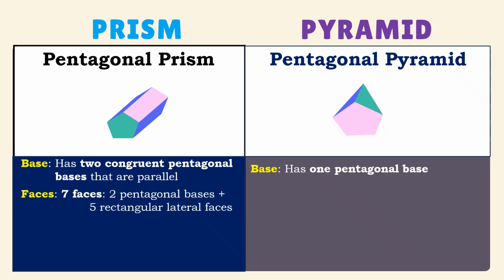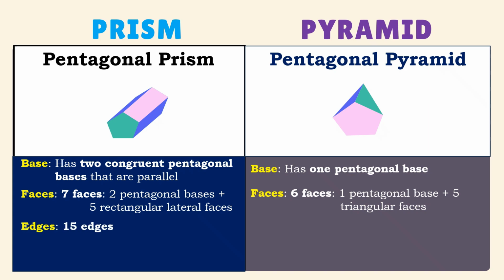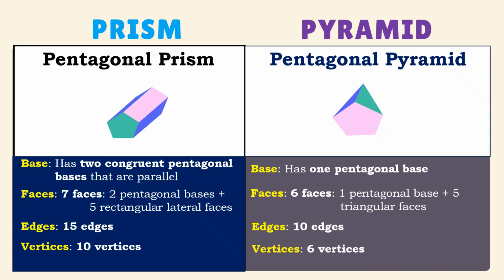A pentagonal prism has 7 faces, 2 pentagonal bases, plus 5 rectangular lateral faces, while a pentagonal pyramid has 6 faces, 1 pentagonal base, plus 5 triangular faces. A pentagonal prism has 15 edges, while a pentagonal pyramid has 10 edges. A pentagonal prism has 10 vertices, while a pentagonal pyramid has 6 vertices.